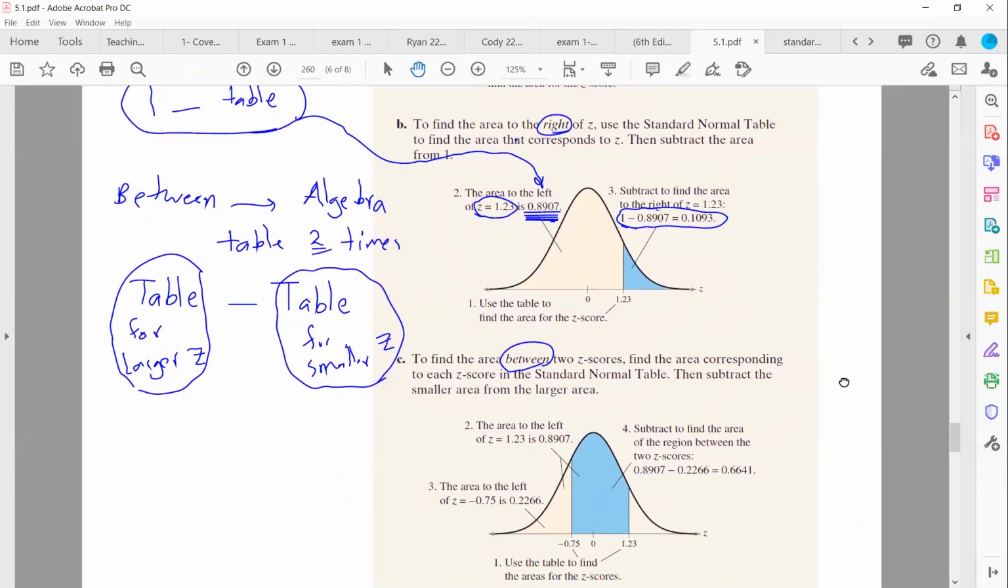If you have two Z values, negative 0.75 and 1.23, you use the table to find the area to the left side of 1.23. You find the area to the left side of negative 0.75. Then you subtract the areas. We don't change Z values. We don't do any algebra on Z values. Be careful.